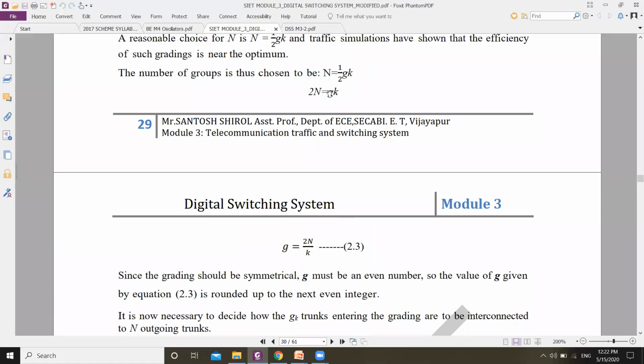And from this, if you want to write G, then G, the number of groups, is equal to 2 times n divided by K. Let us call this equation 2.3.